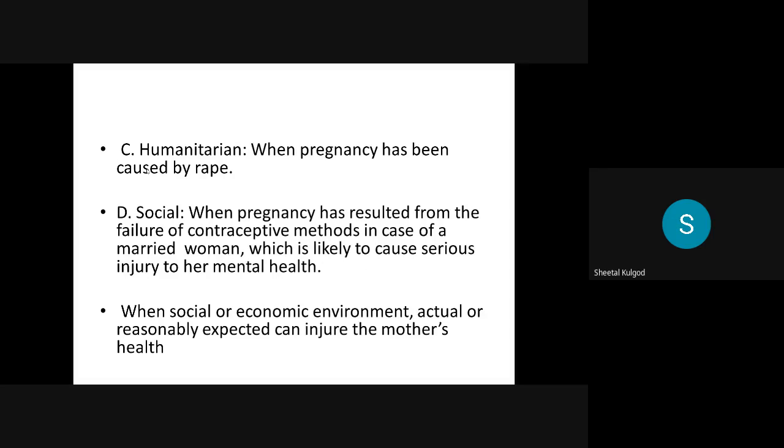C is on humanitarian grounds when the pregnancy has been caused by rape. D is social when the pregnancy has resulted from a failure of contraceptive methods in case of a married woman, which is likely to cause serious injury to her mental health.